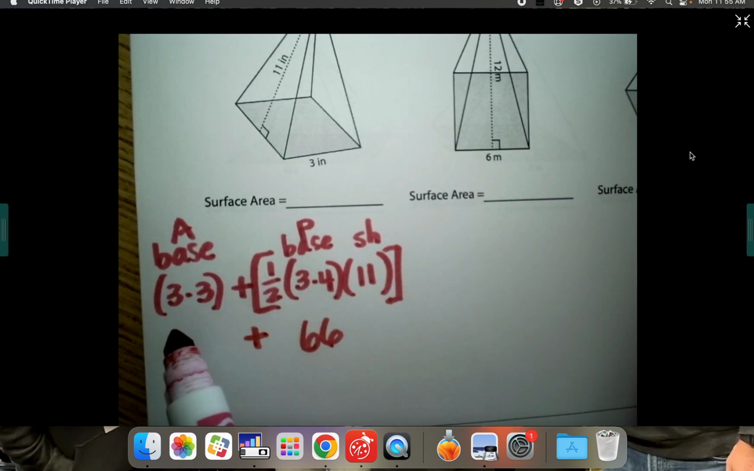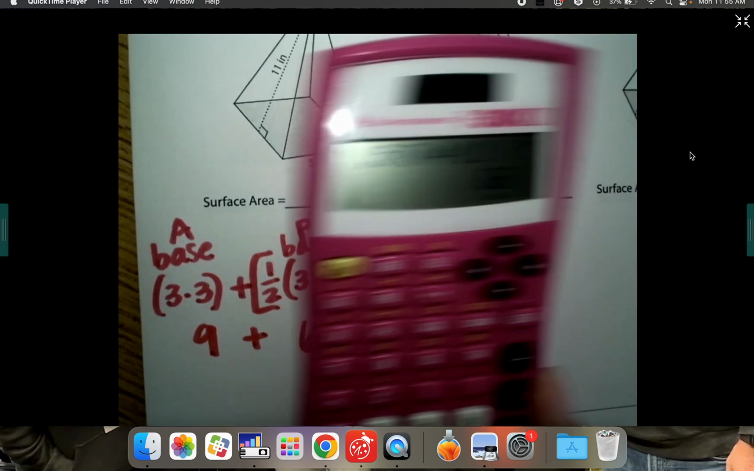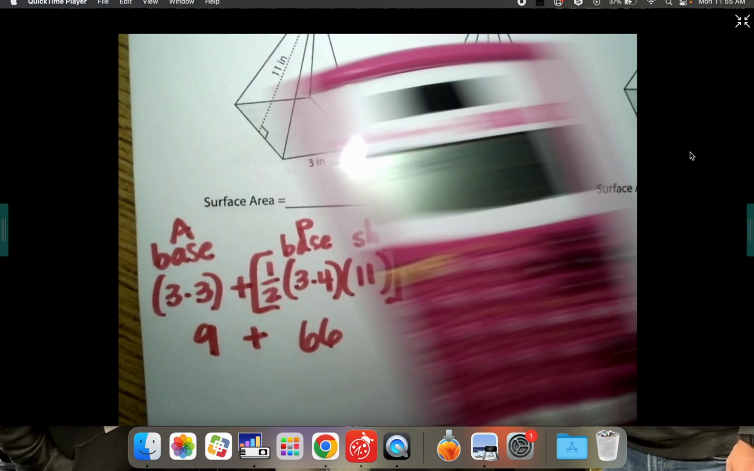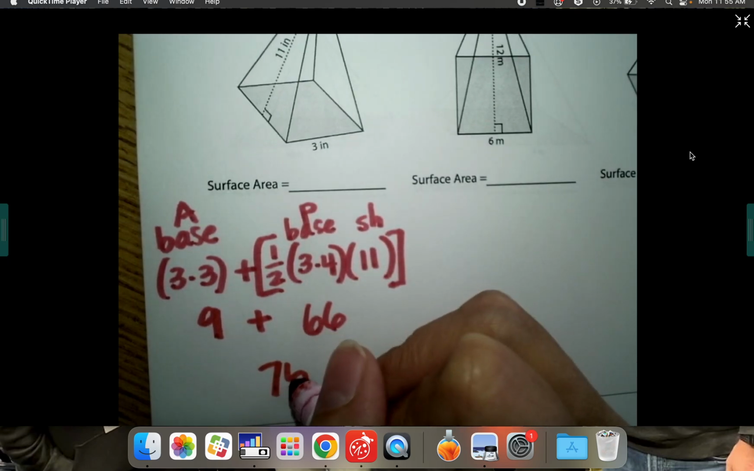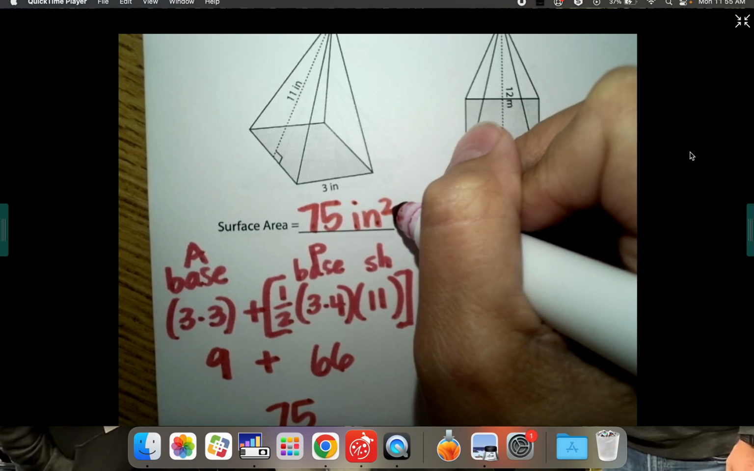Now I can come back here and add. I know 3 times 3 is 9, so 9 plus 66 is 75. So the answer to the first one is 75 square inches.